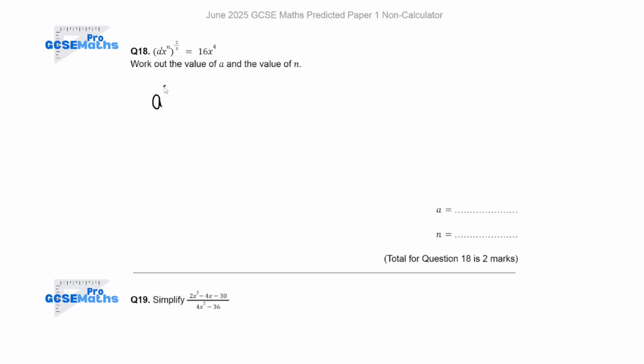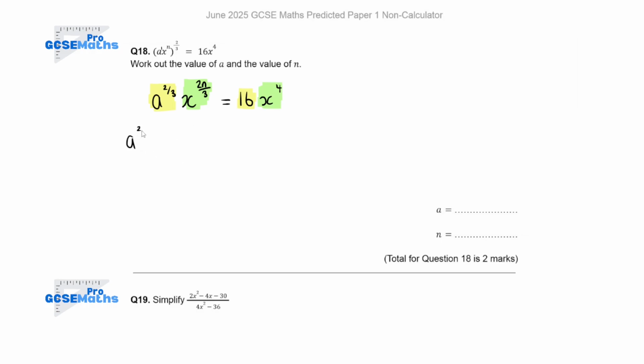So that would be a to the power of 2/3, not multiplied by 2/3, but to the power of 2/3. And then x to the power of, and then if you just multiply it by n, you've got 2n over 3. That equals 16x to the power of 4. Now, because we're trying to find out 2 letters, we need to separate it into 2 equations. Do you see how the a is technically just a constant, as in a number, so that would be equal to the 16. And that's separate to the x term, isn't it? This x term must be equal to x to the power of 4. So I'm going to look at them separately, okay?